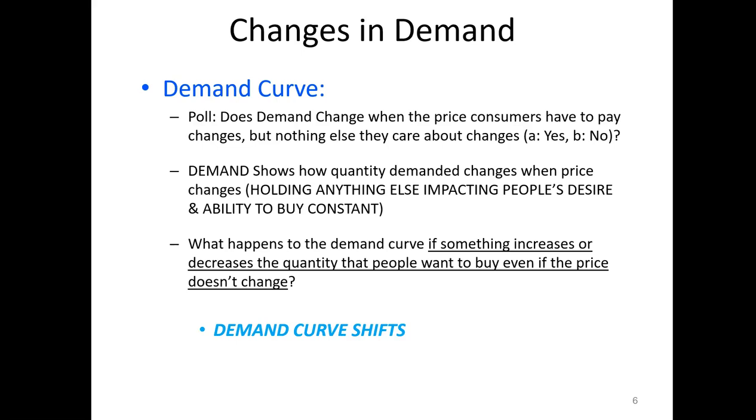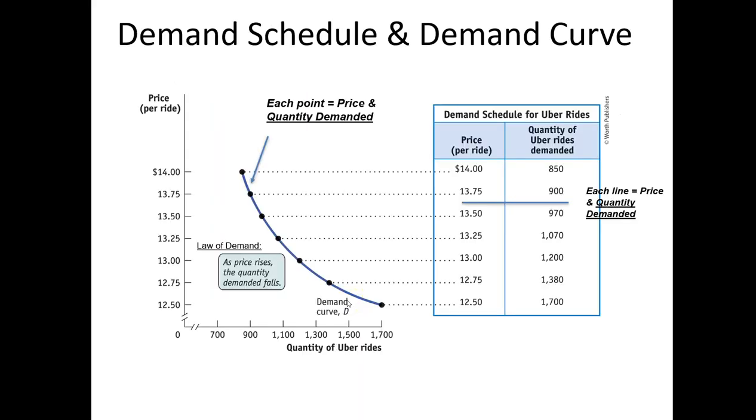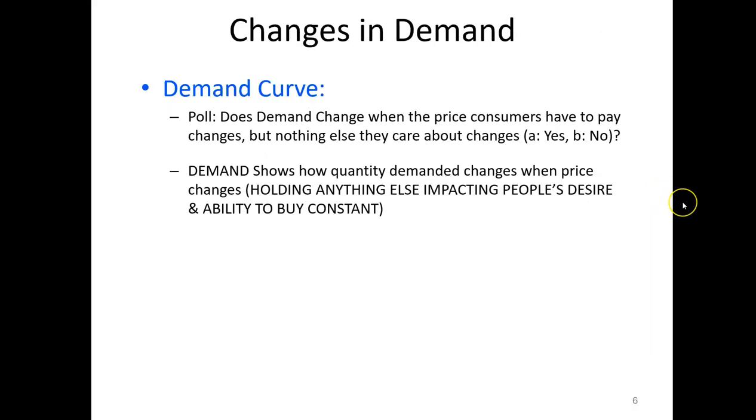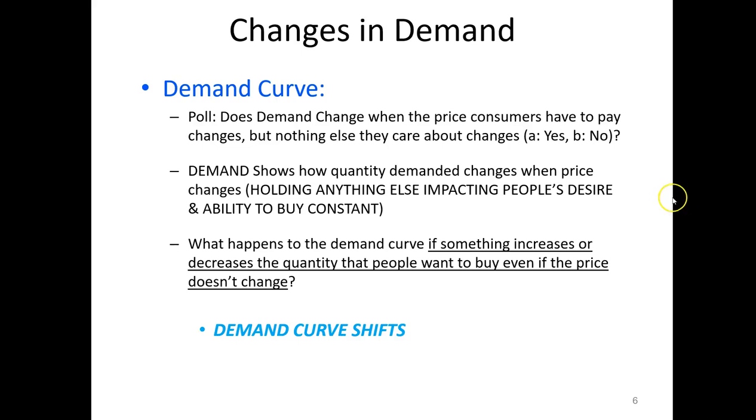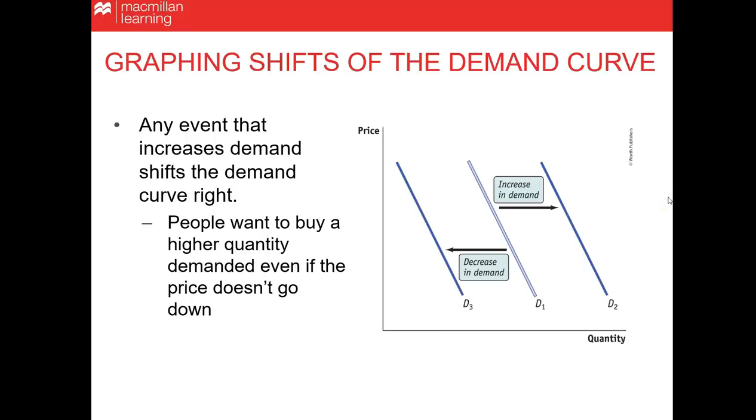If the quantity demanded, the amount that people are willing and able to buy at each price, even if the price of Uber rides stayed at 13.75, if something's going to change in the market where it's going to cause people to want either more Uber rides, or, in the example we're about to go over, less than 900 Uber rides, well, that would be a change in demand, something other than price causing them to change their behavior. And that we will have to show as a shift in demand.